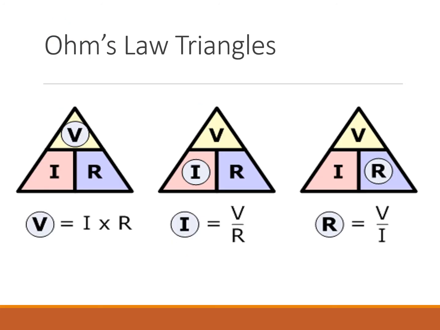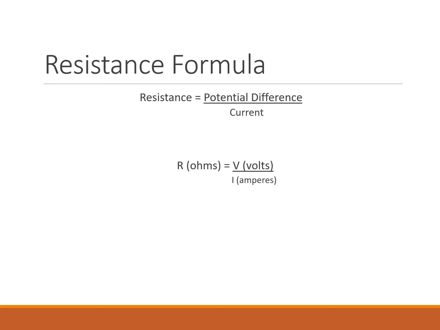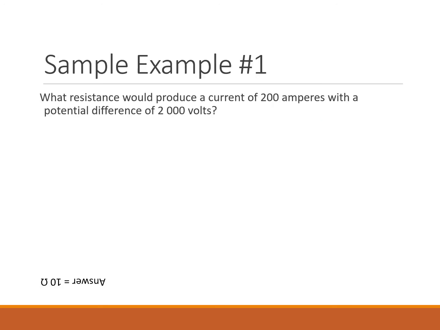Okay, here's where we get to the math problems. We have our Ohm's law triangles, where voltage is equal to current times resistance. Current is equal to voltage over resistance, and resistance is equal to voltage over current. Let's try a math problem. Okay, here are the formulas rewritten with units down here and just the names of them up here. Here's a sample problem. Pause the video now. See if you can use those formulas to find the answer.